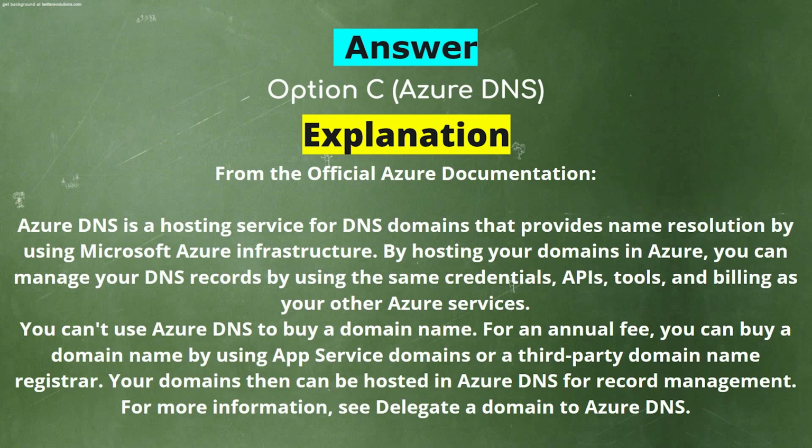You can't use Azure DNS to buy a domain name. For an annual fee, you can buy a domain name by using App Service Domains or a third-party domain name registrar. Your domains then can be hosted in Azure DNS for record management. For more information, see Delegate a Domain to Azure DNS.